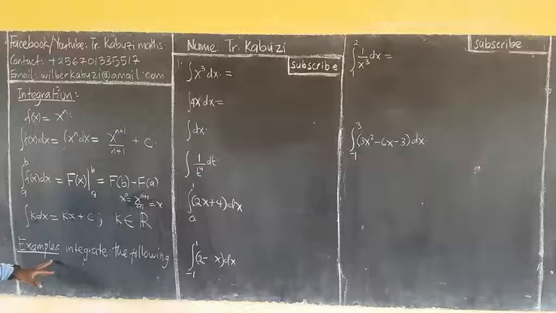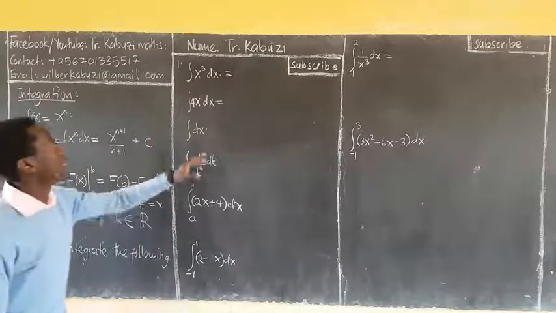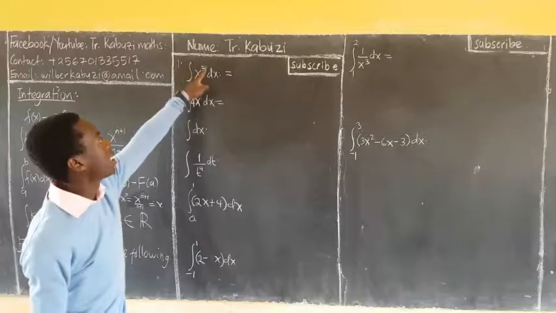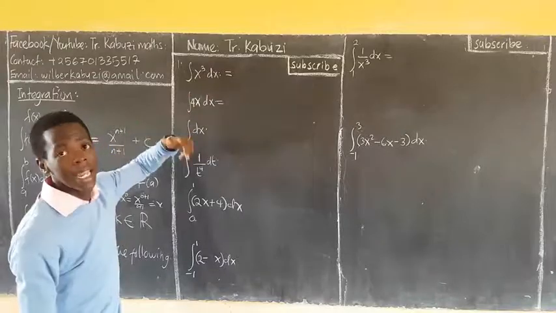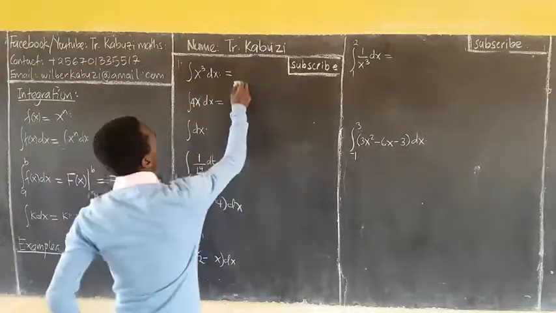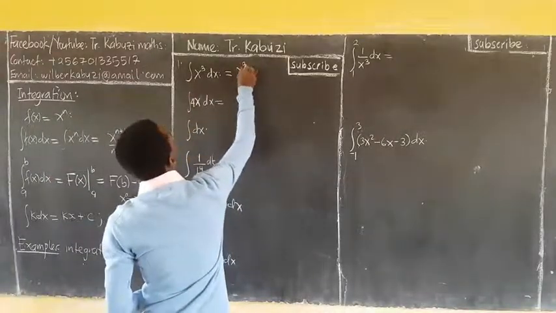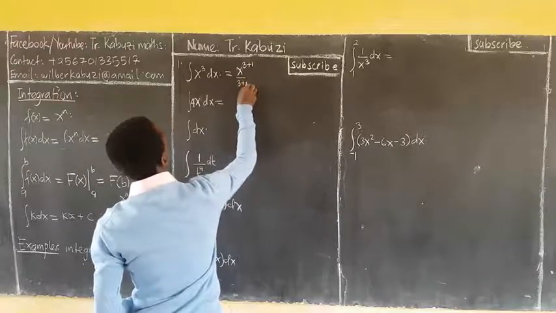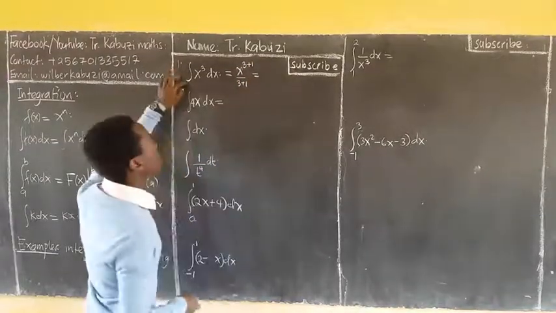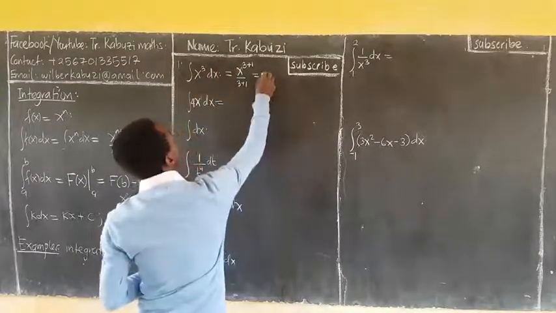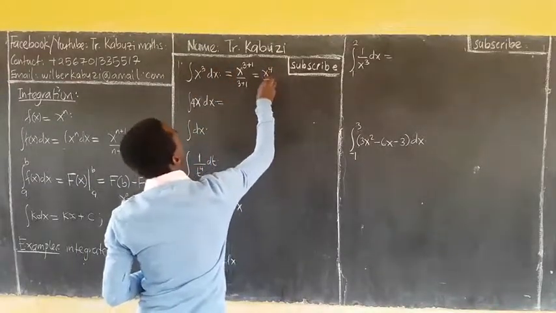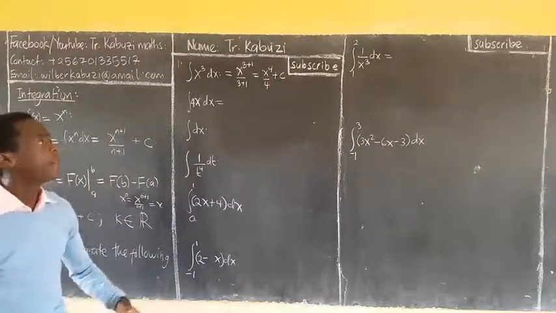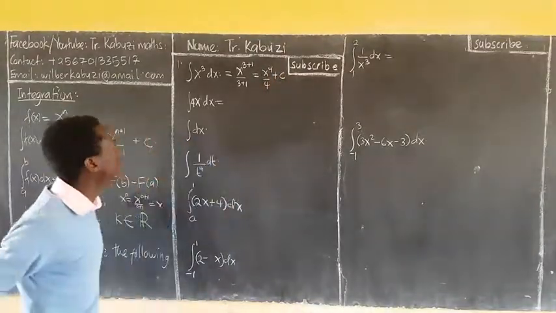In the examples, we have: integrate the following. Now, the x here is x power 3. To integrate this, you increase the power by 1 and divide by the new power. So increase it by 1. Now this one, you don't have limits, so this will be x power 4 over 4, then plus a constant of integration. If you don't have limits, you put this arbitrary constant.